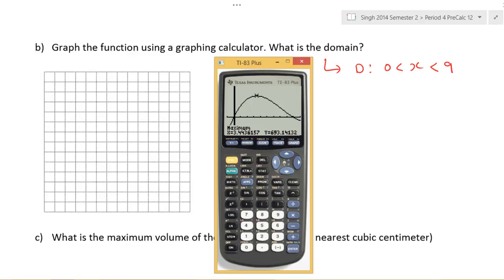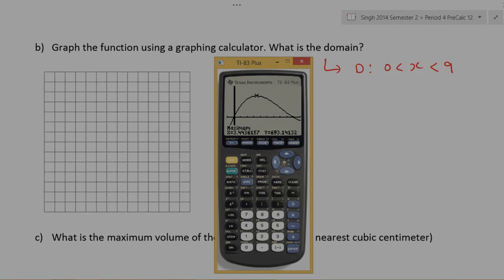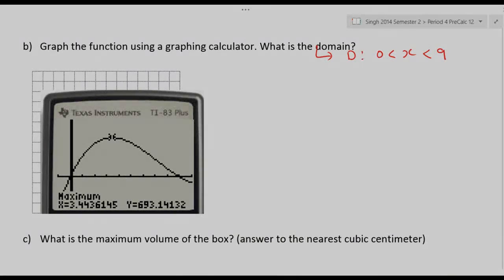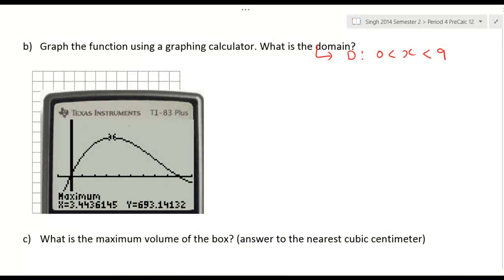So let me make a quick note of this. I will do a quick screenshot. So I've done a quick screenshot for you here, and this is what we end up with. This point here is representing 3.44, 693.14132. We just want to make sure we make sense of what this graph is representing.